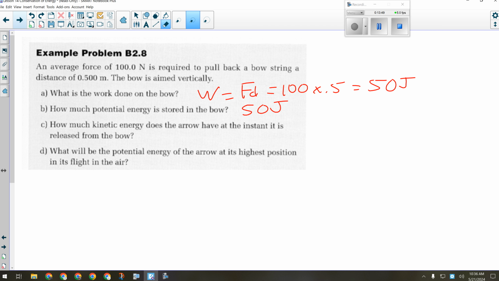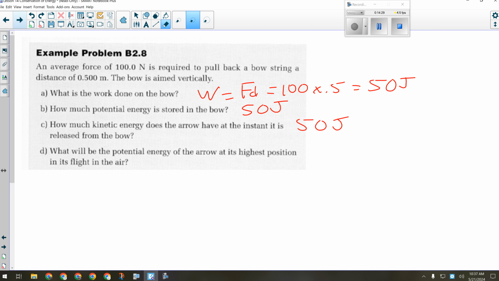Now, how much kinetic energy does the arrow have the instant it's released from the bow? So I draw the bow back and then I let it go. It exerts a force on the arrow through that 1/2 meter. 50 joules. Again, the energy of the bow arrow system has to be conserved. Once the bow is released, it does work on the arrow and transfers all of its elastic potential energy to it by doing work. The energy is conserved and we still have 50 joules worth of energy. Now it's kinetic energy in the arrow.